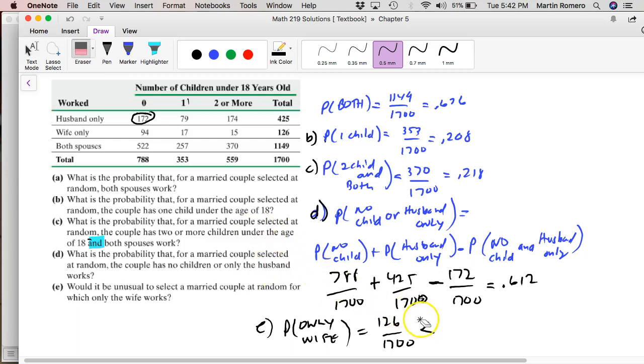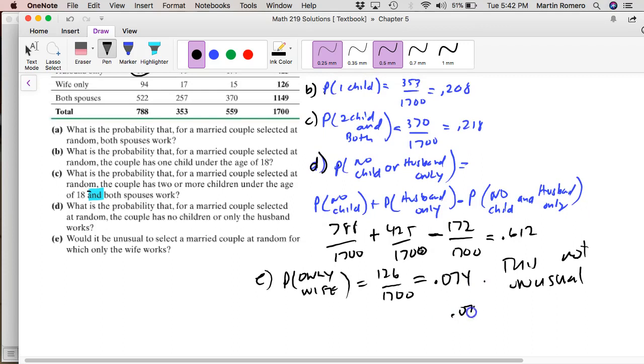I thought that was going to be smaller than 5%. It isn't. This is equal to 0.074. So this is not unusual. Why is that? Because this is bigger than 5%. 0.074 is bigger than 0.05. That's it.